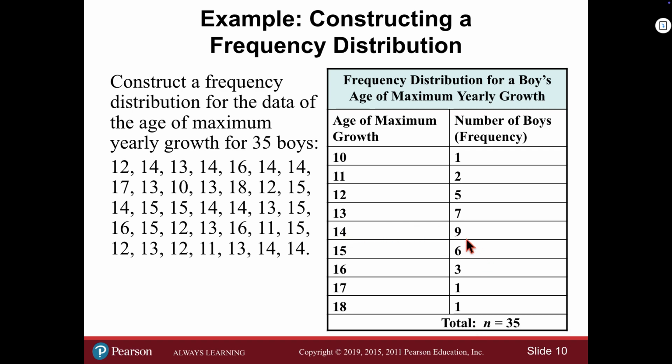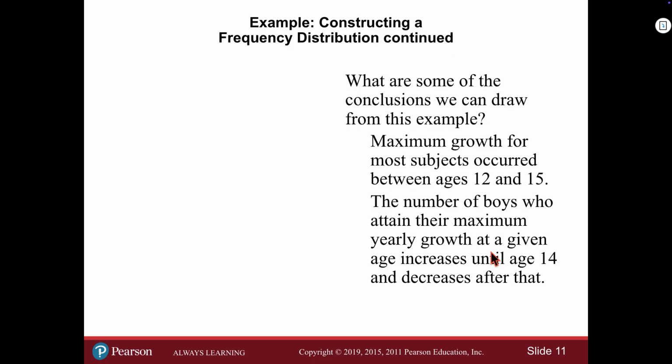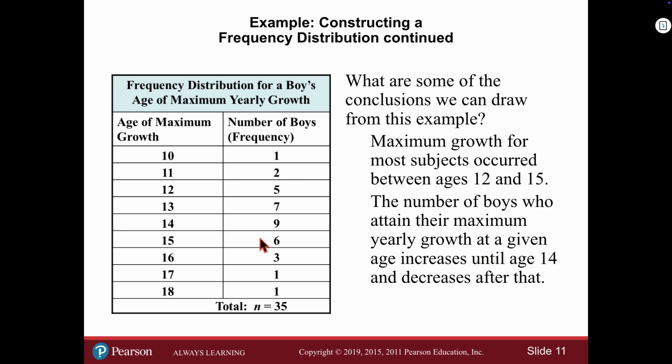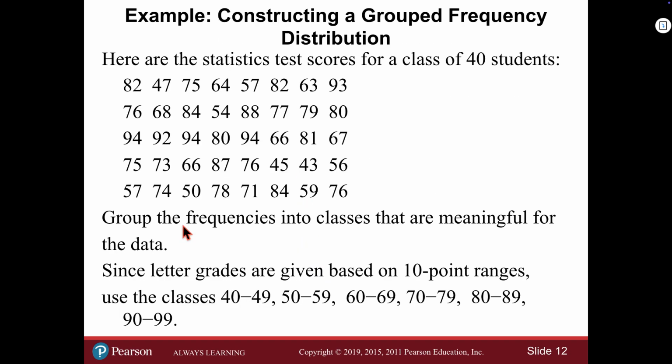And we can see that 14 had the most. Then what can we do with this information? Taking this information, we can just view it as it is and say, okay, 14 had the most. There was someone out at 18, and someone at 10 whose maximum growth was at 10 years. So we see how it's spread out and grouped around 14. We can also do a bar chart, which we'll look at in a moment.